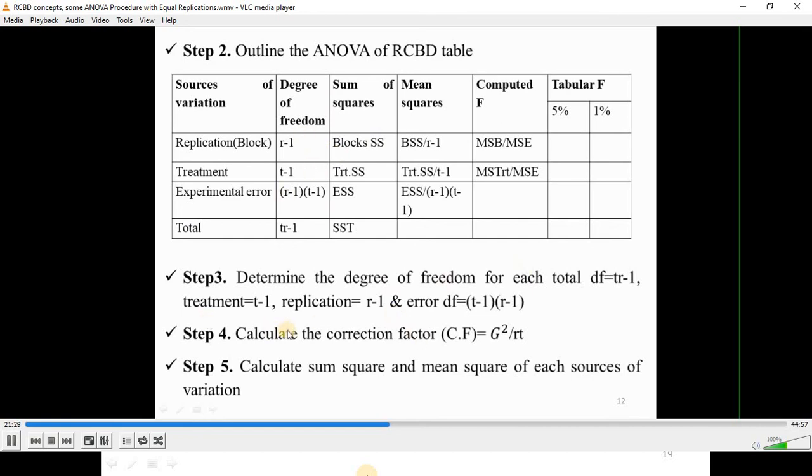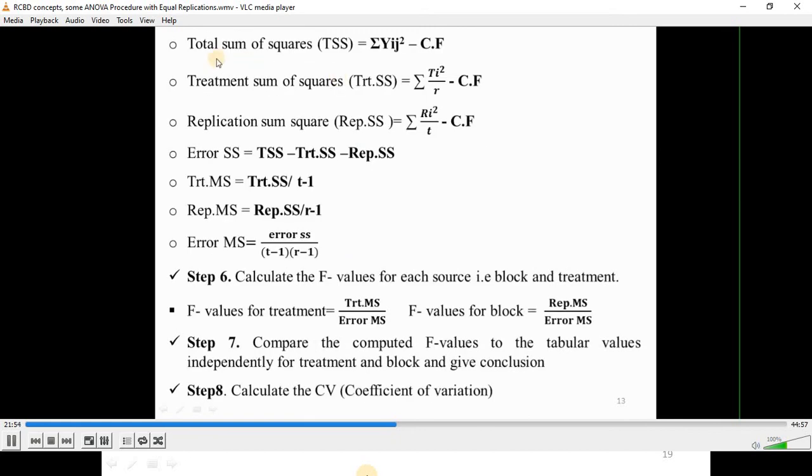The next step is to calculate the correction factor, that is squaring the grand total and dividing by the product of replication and treatment. Then the fifth step is calculating the sum of squares for each source of variation, and also the mean square values for each source of variation. To calculate the total sum of squares, we have to square and sum all observations and subtract the correction factor.